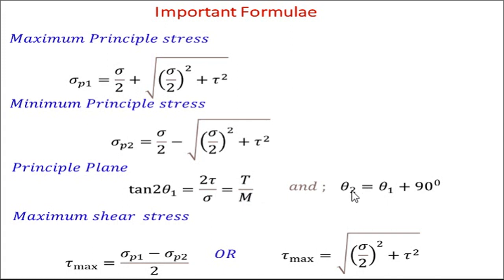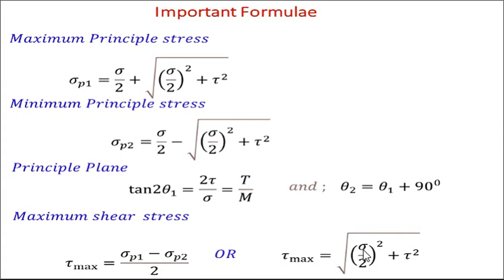So for principal planes, if you are determining theta 1, we know that there are two principal planes acting mutually perpendicular to each other. That's why the second principal plane we can determine by theta 1 plus 90 degrees. And maximum shear stress, as usual, can be determined by using sigma p1 minus sigma p2 divided by 2. Either you can determine maximum shear stress by using this, or the second formula, but these formulas are only for a single stress in one direction.